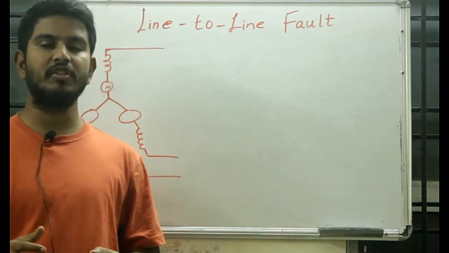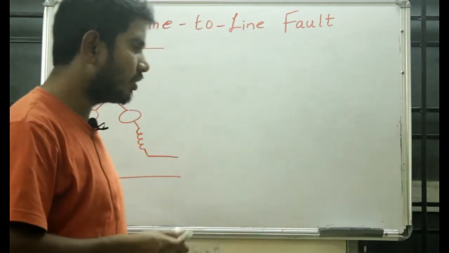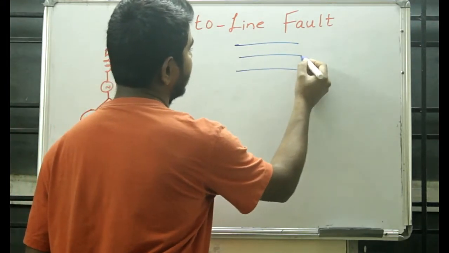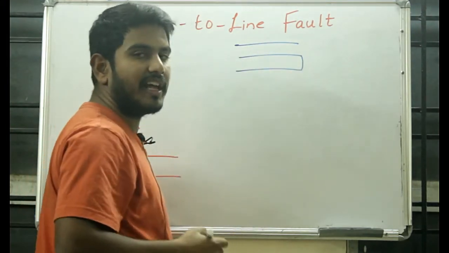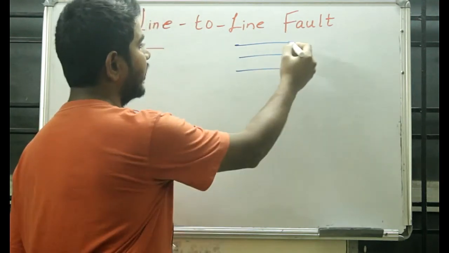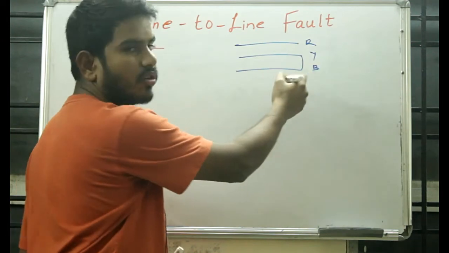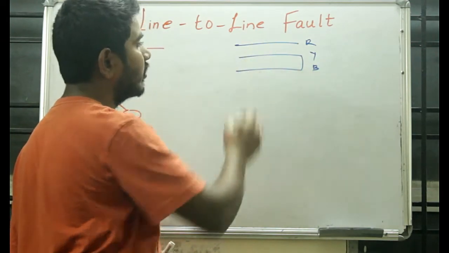So hello friends, in this video we shall discuss line to line fault. In the three-phase line, if two conductors are shorted, we can say the line to line fault has occurred. So if any two conductors of the R, Y, B phases get shorted, then we can say the line to line fault has occurred.